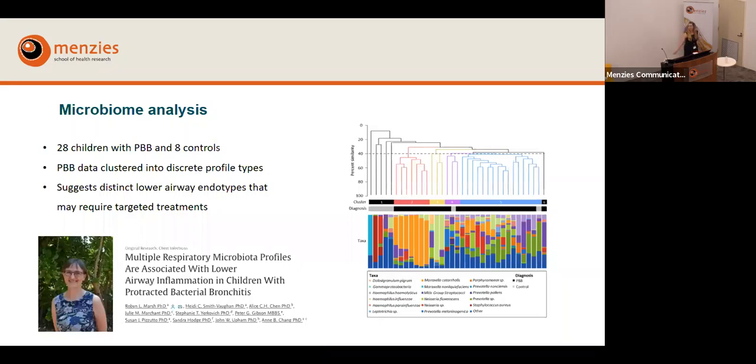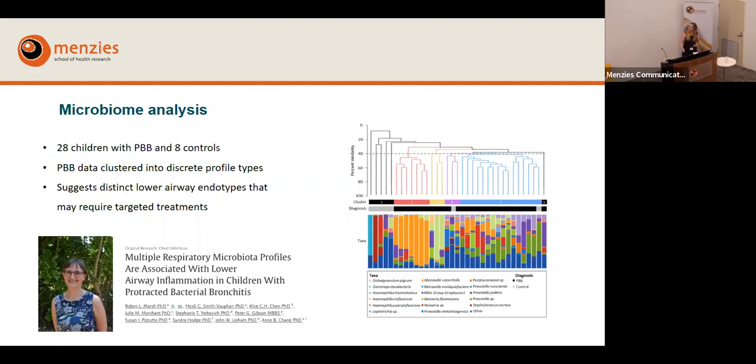Now, Robin was so lovely to share one of her projects with me that she'd run on the previous system. So I can show you just one example of what people did. And that was a microbiome analysis she had done on 28 children with protracted bacterial bronchitis and 8 controls. So she took respiratory samples and she looked at the microbiota, bacterial biomass, and inflammatory markers. And she created this beautiful, it's called a hierarchical group average cluster analysis.